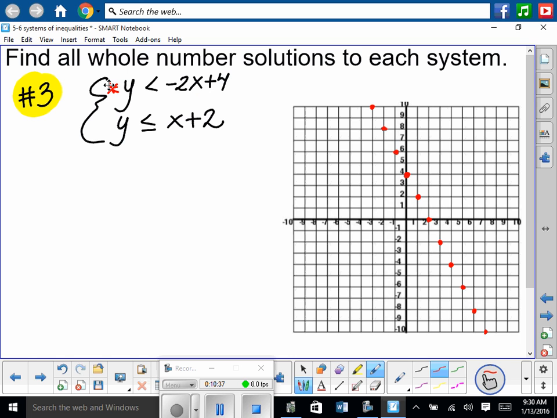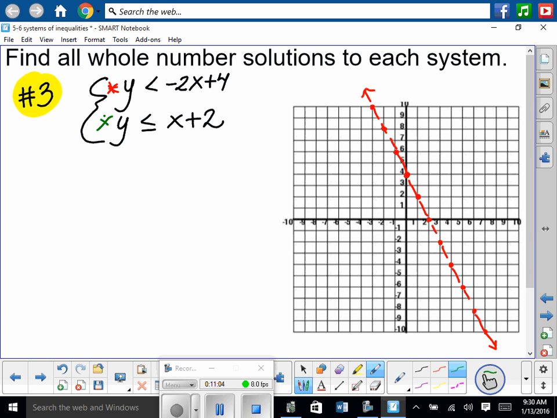Now, is it a solid line? Does it include that line? No, it's just y values less than that line, not including the values that fall on the line. So you have to draw in a dotted line here, which means it does not include the line. Questions?